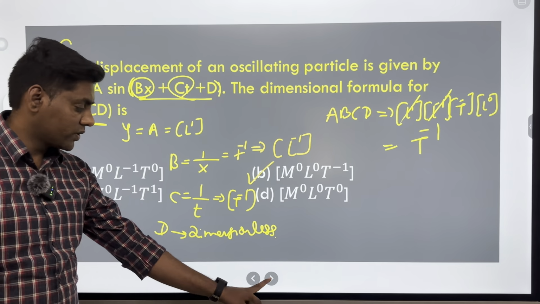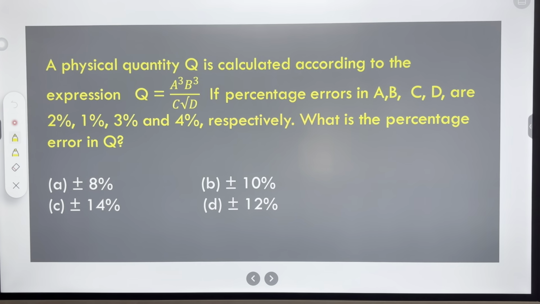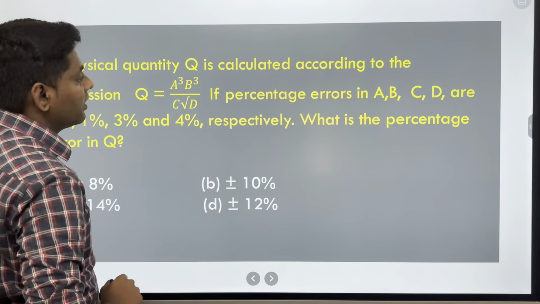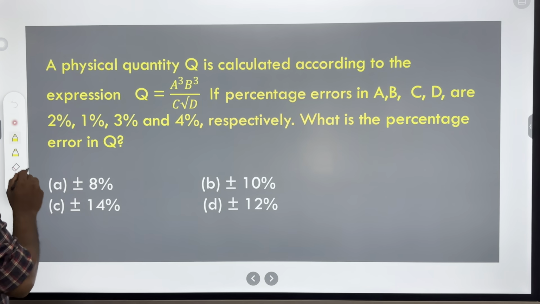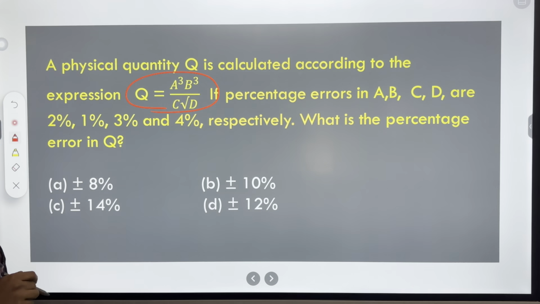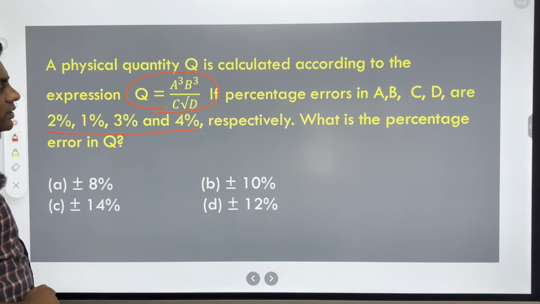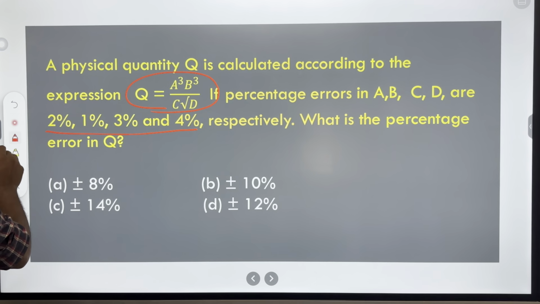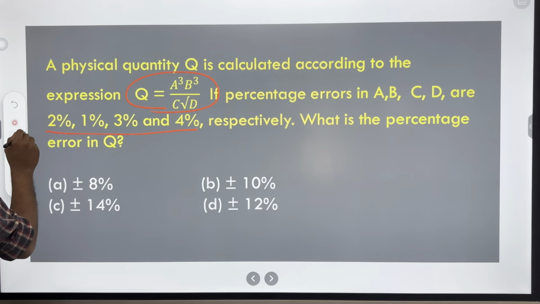So we go for the next MCQ. A physical quantity Q is calculated according to the expression Q equal to A cube B cube divided by C into under root of D. The percentage errors in A, B, C, D are given respectively. So what is the percentage error in Q? Very simple. What is the formula for the percentage error?